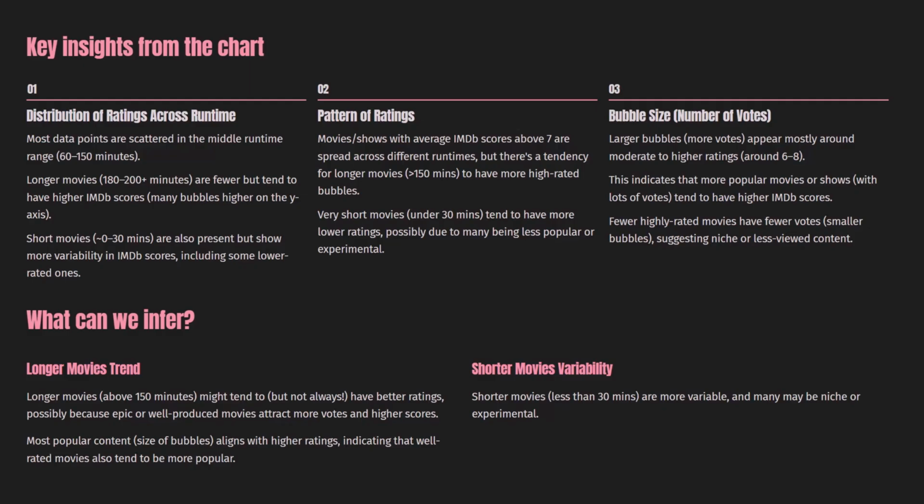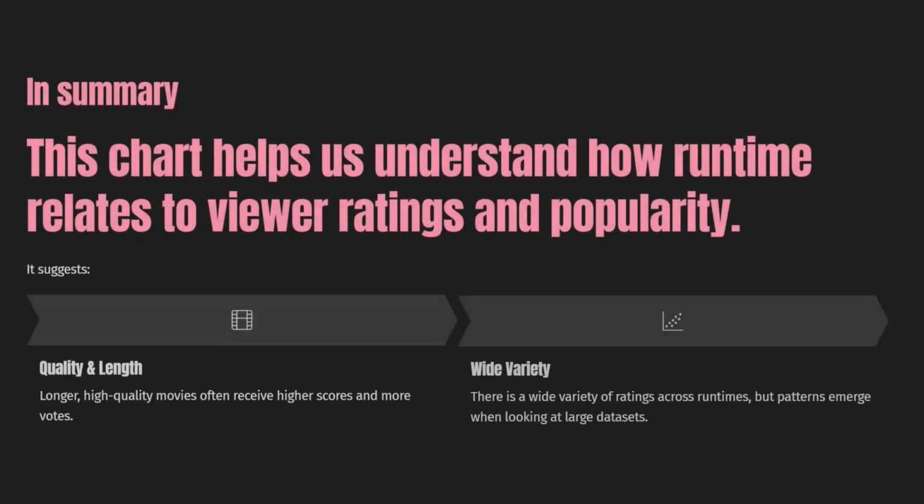In summary, these charts help us understand how runtimes relate to viewer rating and popularity. It suggests longer and higher quality movies often receive higher scores and more votes. There is a wide variety of ratings across the runtime, but patterns emerge when looking at large datasets.